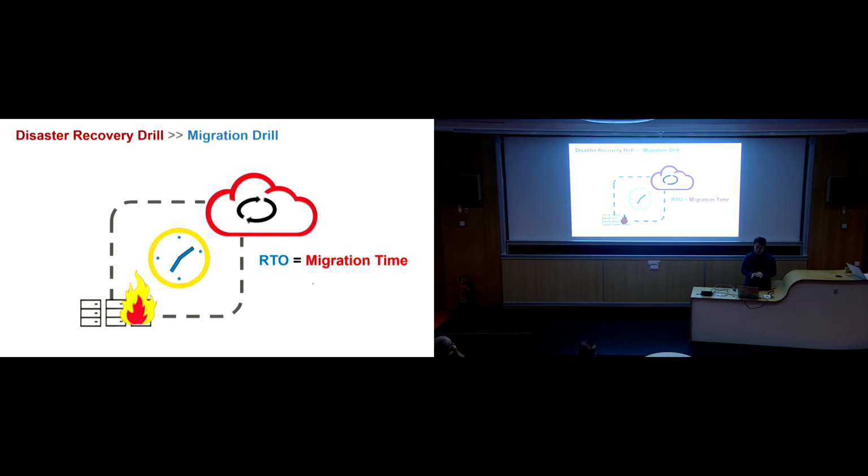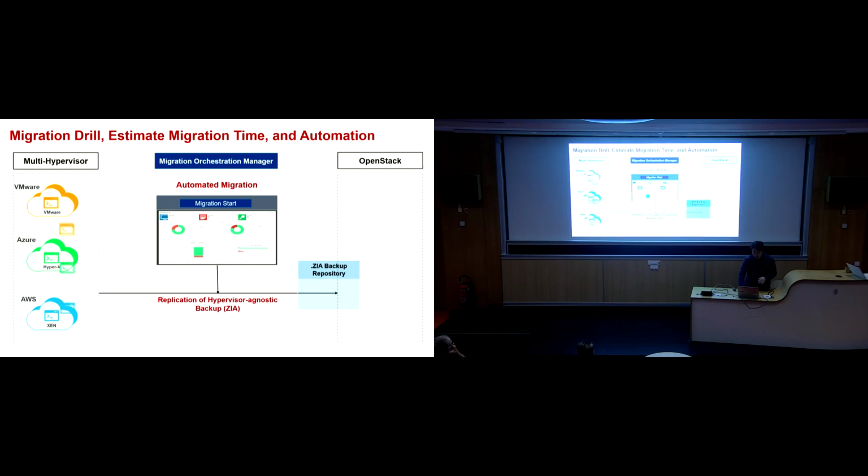And by leveraging our disaster recovery drill, we can make a migration drill. Let me explain why disaster recovery drill becomes a migration drill. The first step is to capture the backup from production and replicate it to OpenStack side in storage repository. The second step is provision or spin up the virtual machine in OpenStack. The third step is to run like a ZR to OpenStack. This is the disaster recovery drill by leveraging our DR product.